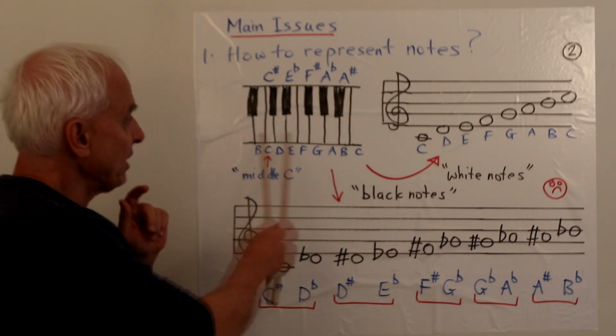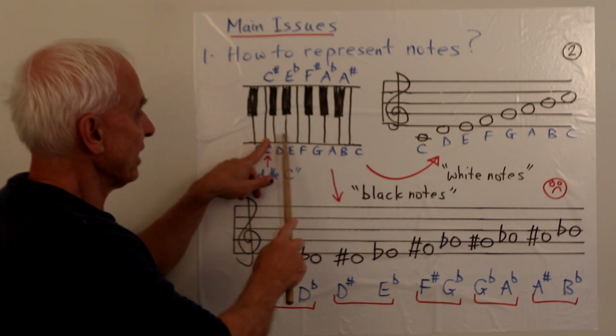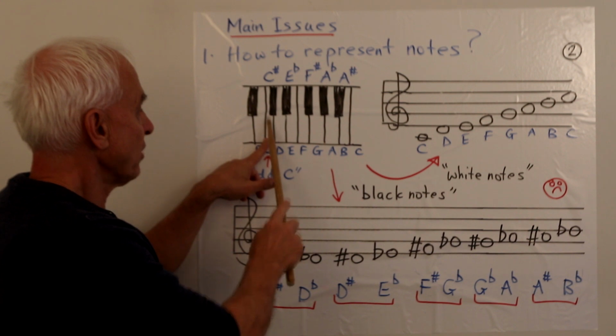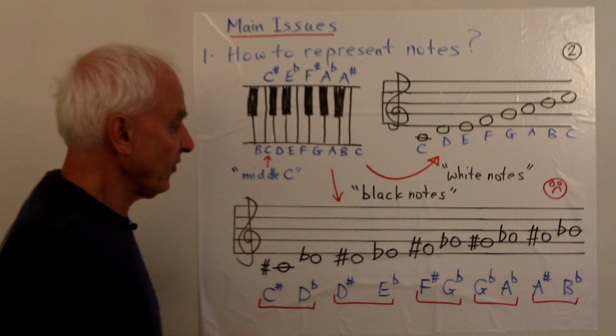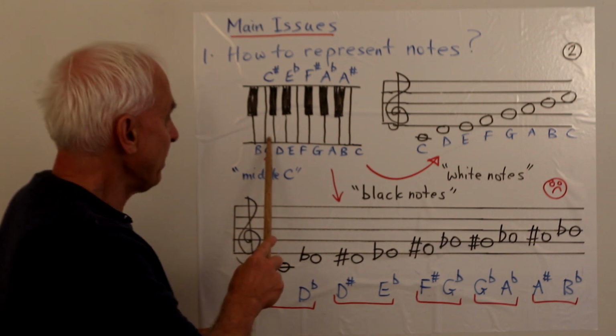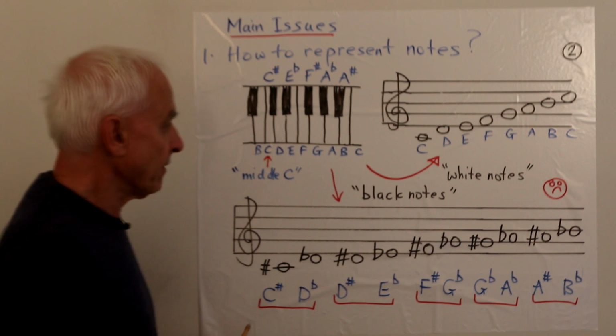So here is a piece of a piano. There's a C there, so this is like the standard 12-tone scale, 0, 1, 2, 3, 4, 5, 6, 7, 8, 9, 10, 11, then back to C, with the white notes being named C, D, E, F, G, A, B, and C again.